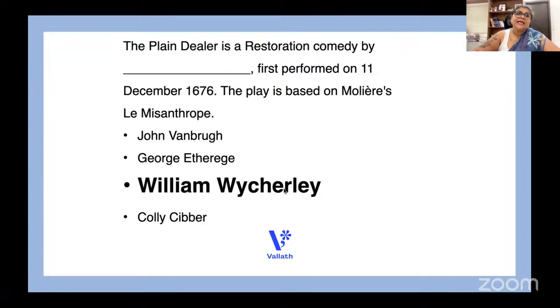Captain Manly does not believe in anybody except his girlfriend Olivia and his bestie Vernish. And then Captain Manly goes to the war to take part, and he believes only in these two people. He gives them all his money. And what happens is these two cheat him. That is what happens at the end. So that is why Wycherley is the plain dealer.